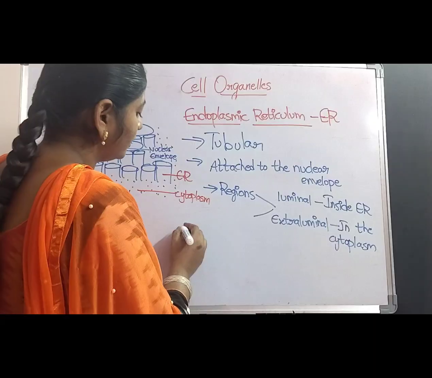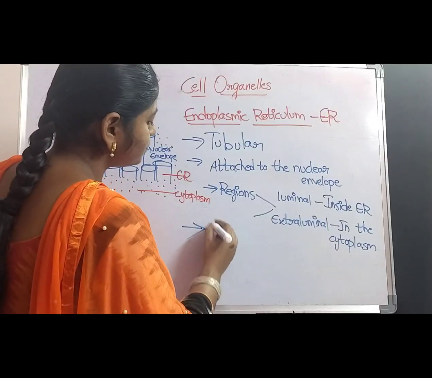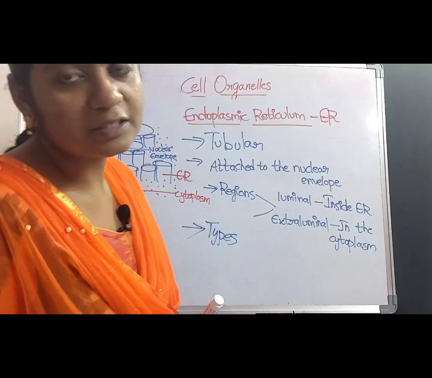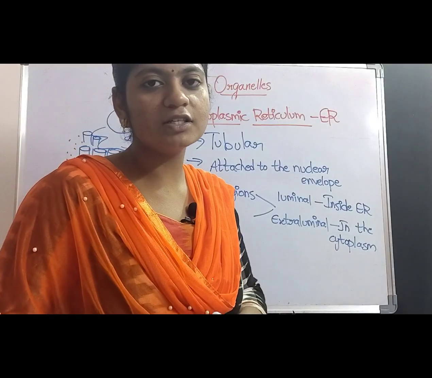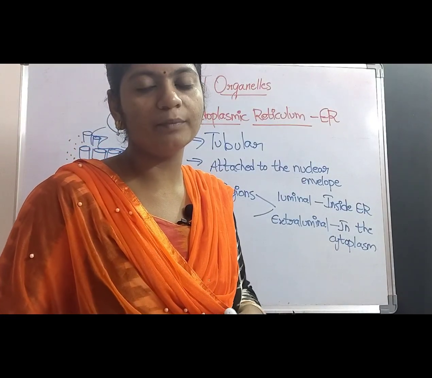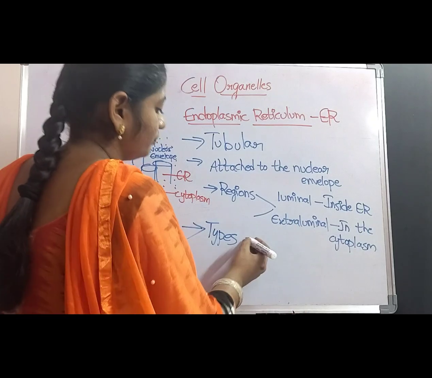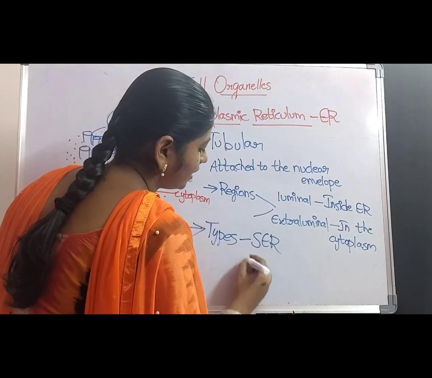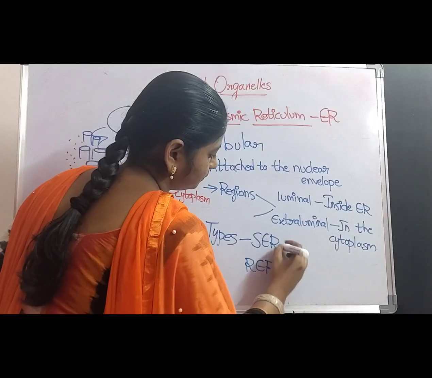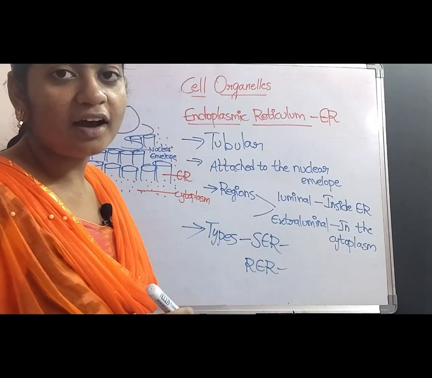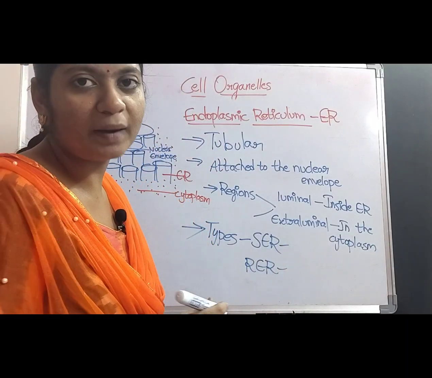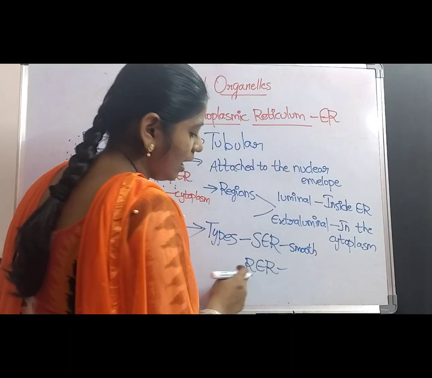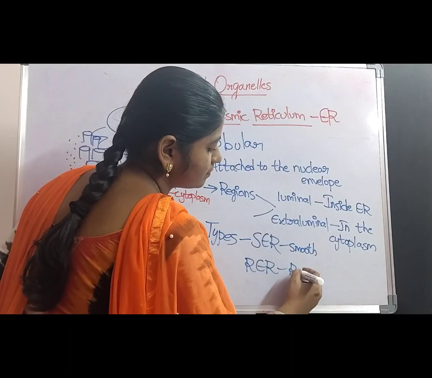And coming to the types of endoplasmic reticulum. There are two types of endoplasmic reticulum. Already we have discussed the types of endoplasmic reticulum in the earlier class. What are those types? SER and RER. What is SER and RER? SER means smooth endoplasmic reticulum and RER means rough endoplasmic reticulum.